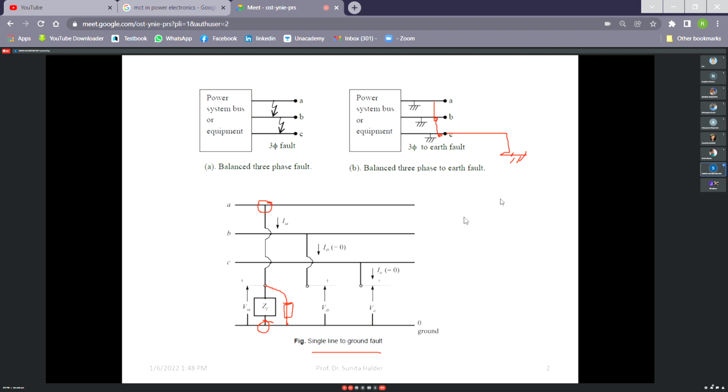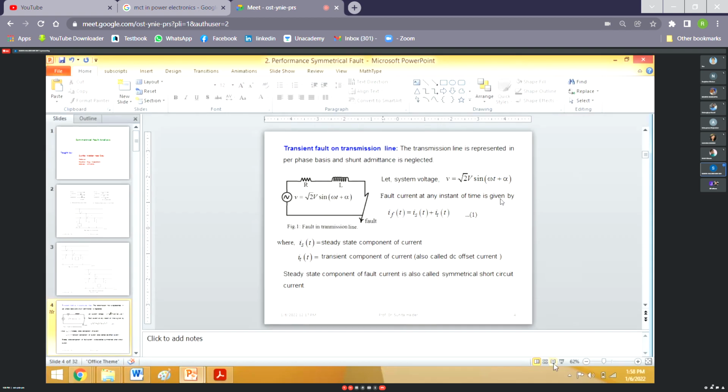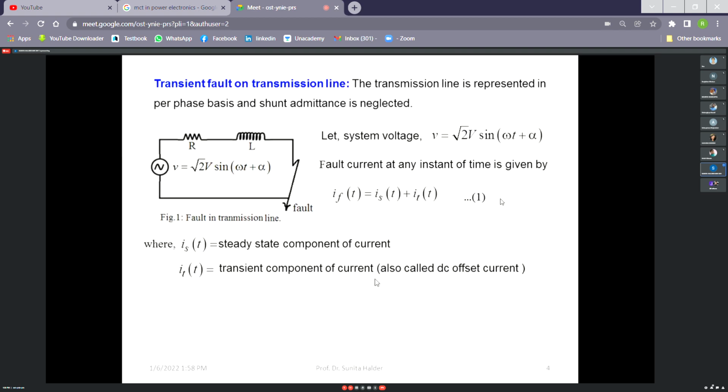Obviously, in the system, balanced three-phase fault is rare as compared to single phase fault. Actually, single phase fault is very common in the power transmission system. Now, say there is a fault in the transmission line. Transmission line we may represent by a resistance and inductance.